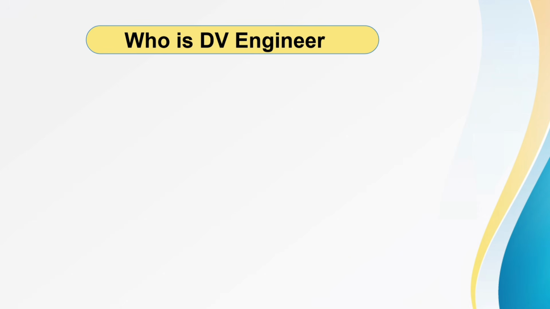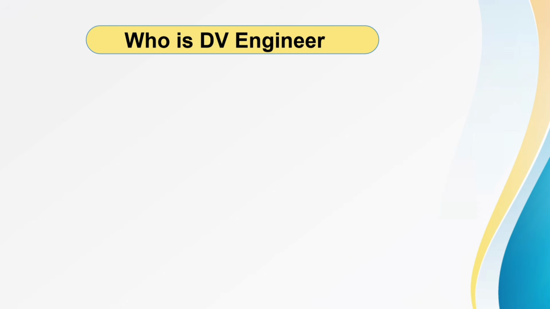Let's start with the most basic question. Who exactly is a design verification engineer? A design verification engineer, or simply a DV engineer, is the person responsible for making sure that a hardware design works correctly before it is manufactured. In the semiconductor industry, once a chip is fabricated, fixing a mistake becomes extremely expensive and sometimes impossible. Fabricating a chip can cost millions of dollars, so companies simply cannot afford bugs in silicon. And that is exactly where design verification engineers play a critical role.